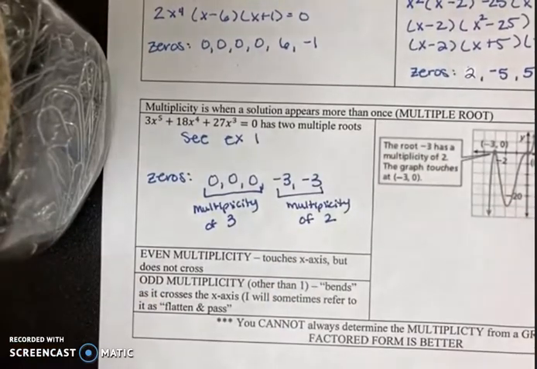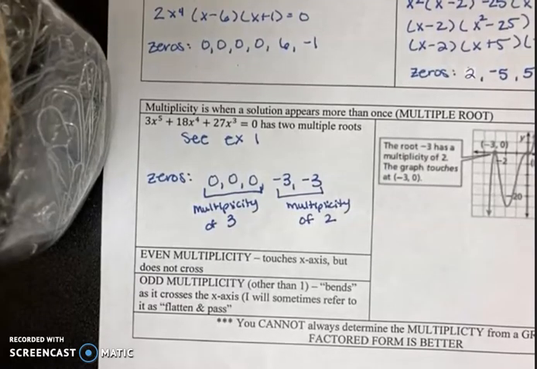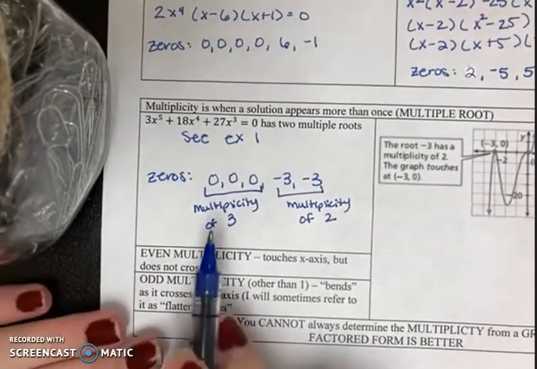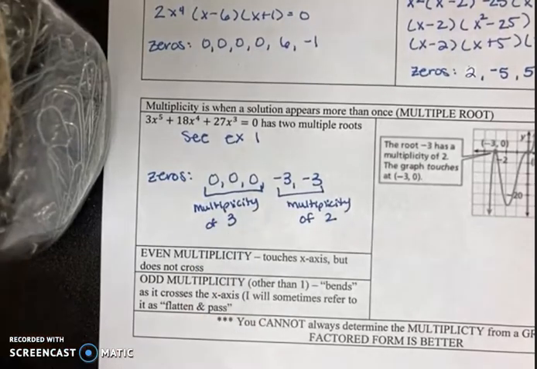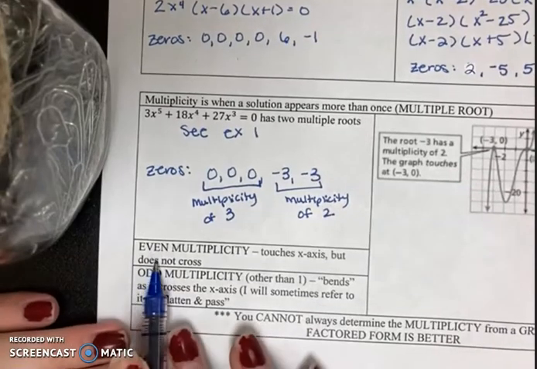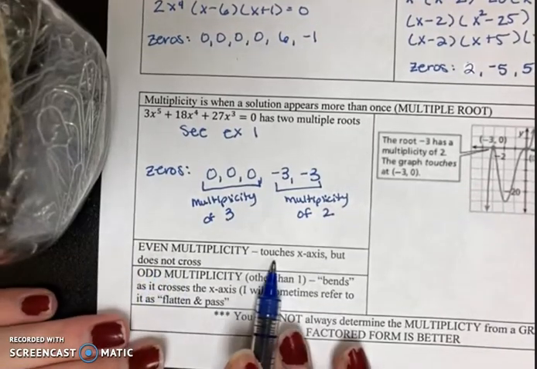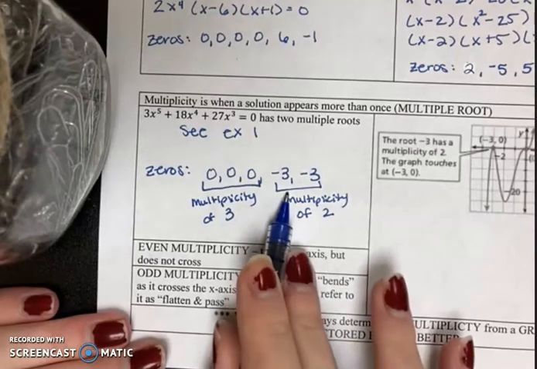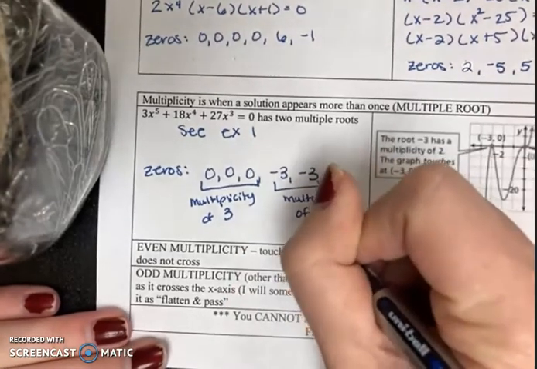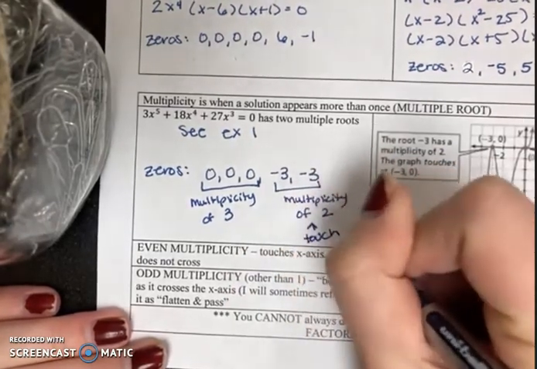So really, multiplicity is when a solution appears more than once. It's a multiple root. And the amount of times it's included, so the multiplicity, does impact the graph. And the way it impacts it is that if it's an even multiplicity, it's just going to touch the x-axis. So my negative 3, it would just touch the x-axis.